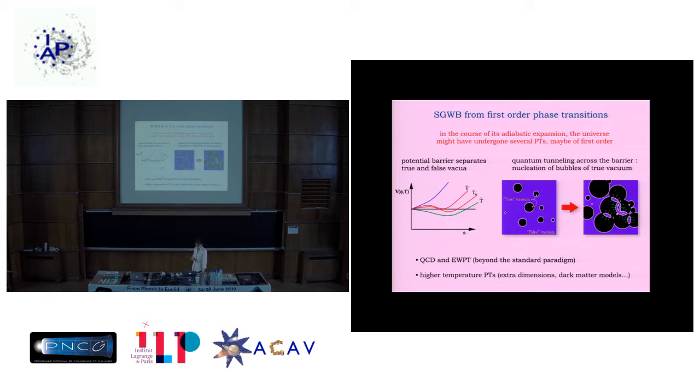Another example of source, as I told you, are first order phase transitions, right? In this case, you have the generation of bubbles of the true vacuum in the false vacuum sea. For example, beyond the standard paradigm, if the QCD or the electroweak phase transition are first order, which they are not in the context of the standard model. But you can also have, for example, higher temperature phase transitions.